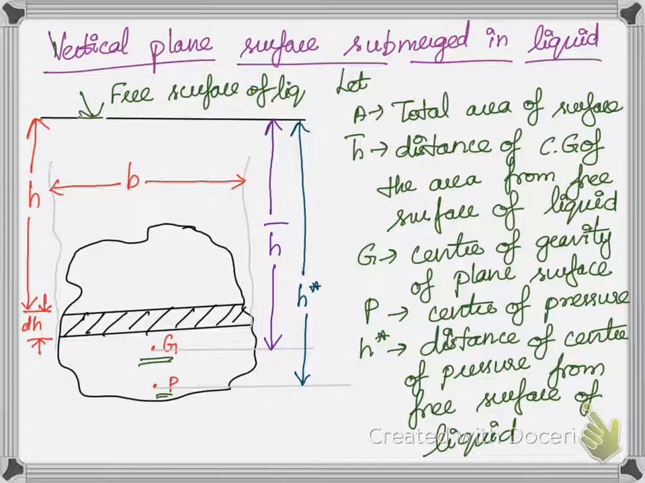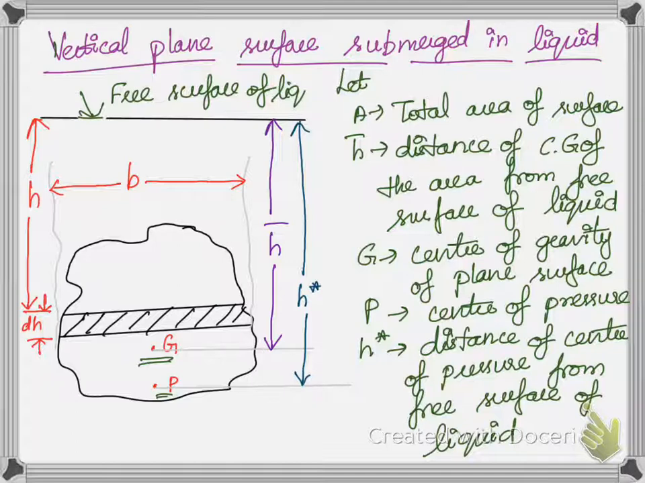P be the center of pressure. And H bar will be the distance of the center of gravity of the area from the free surface of the liquid. So from the free surface to the center of gravity, we are taking the distance to be H bar, and from the free surface to the center of pressure, we are taking it to be H star. And what we are going to do is determine the total pressure.